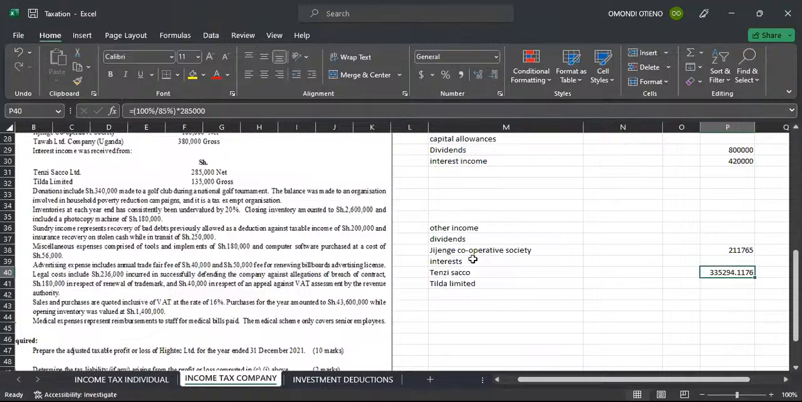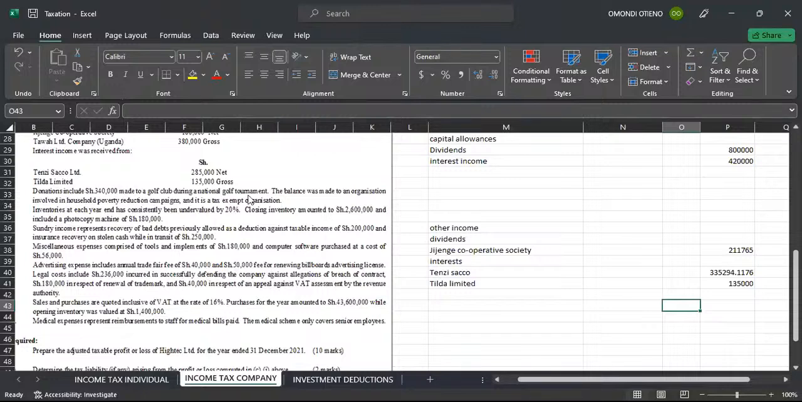Then Tilda Limited, they were just trying to confuse you there. Interest from Tilda Limited, we take the full amount, but because you've been given the gross value, hiyo tuna transfer vileiko. We transfer the entire amount of 135,000, and that's what we have there.